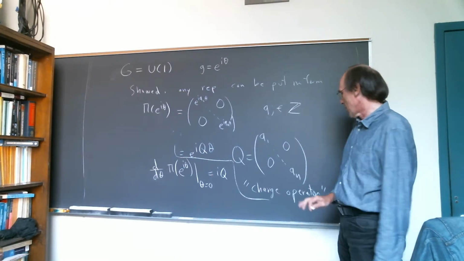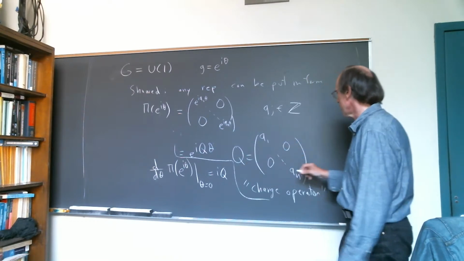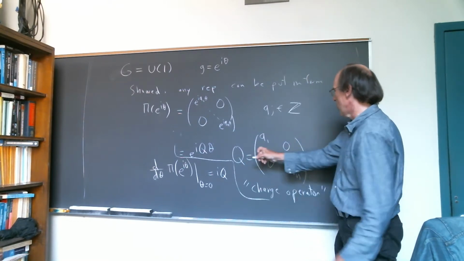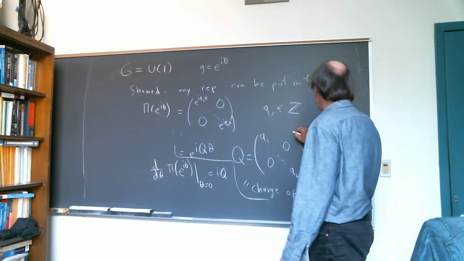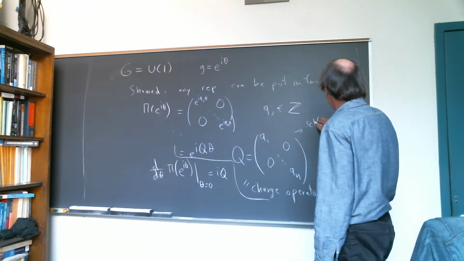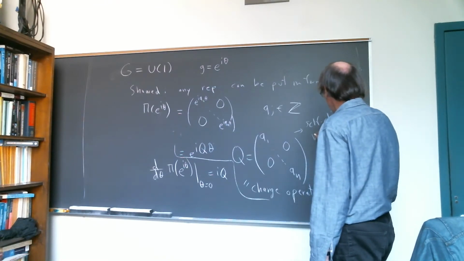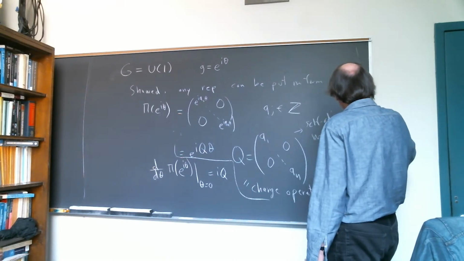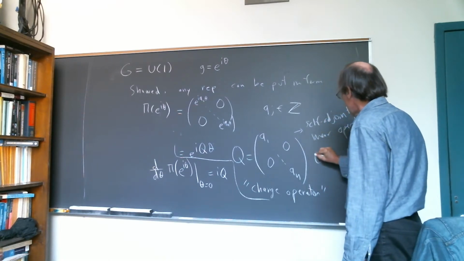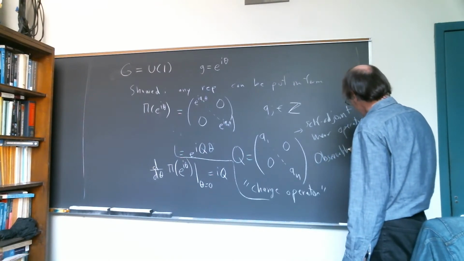Okay, and now this is an example of a self-adjoint linear operator. So it's the kind of thing that you would think of as a quantum observable.